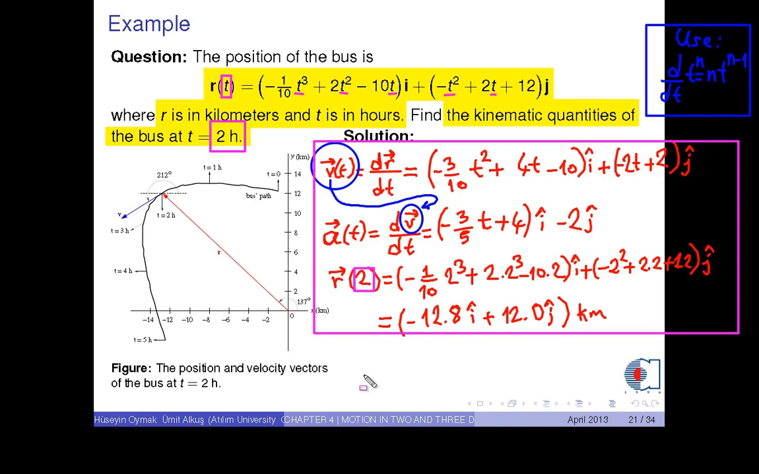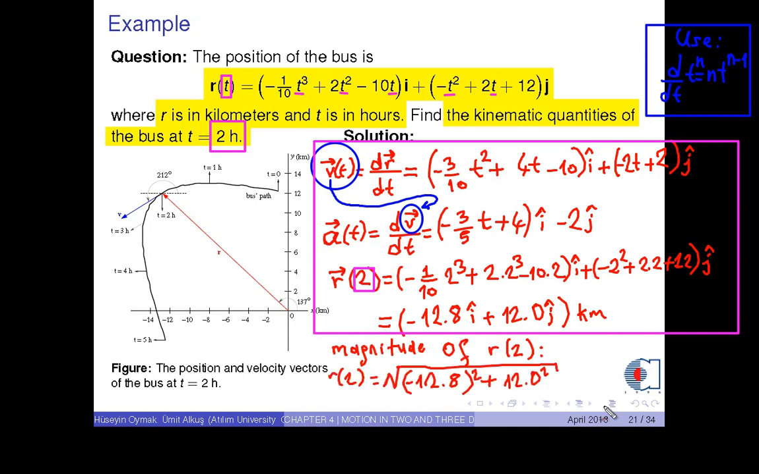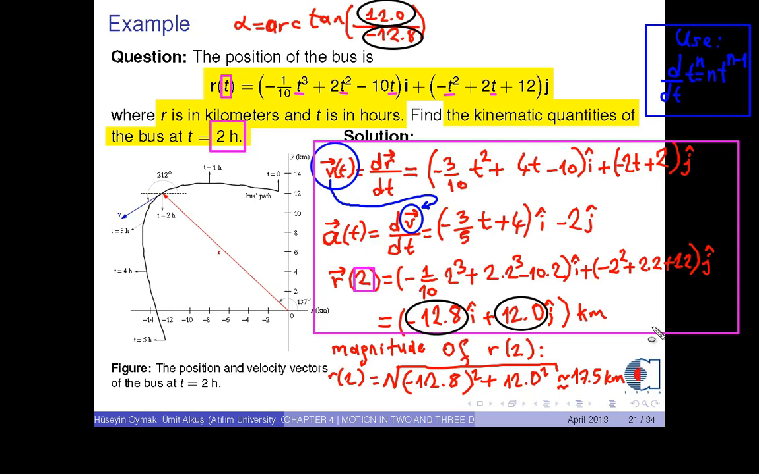Or we have in magnitude angle notation that r(2) = square root of (-12.8 squared + 12 squared), which is approximated as 17.5 kilometers, and the angle alpha = arctangent of 12 over -12.8, which is equal to -43.152 degrees plus 180 degrees, which is equal to 137 degrees.